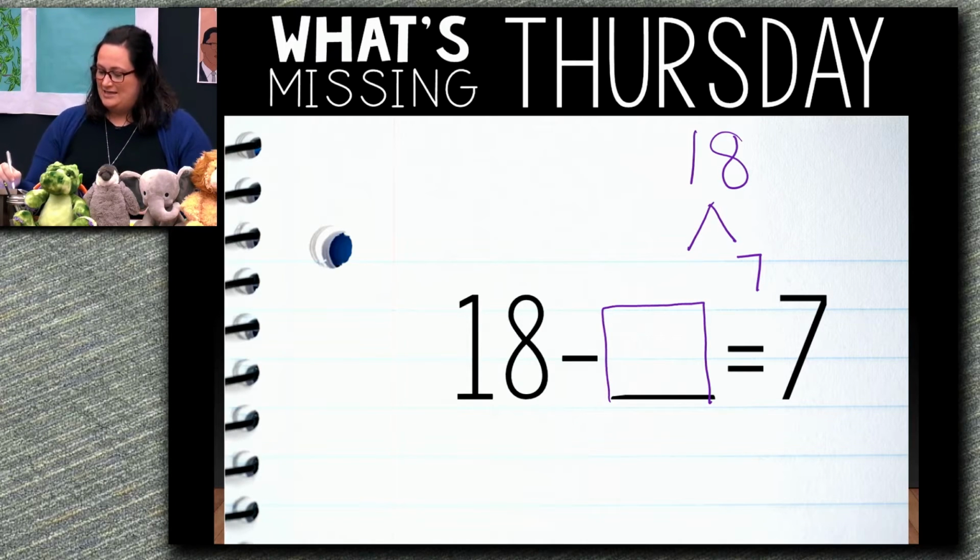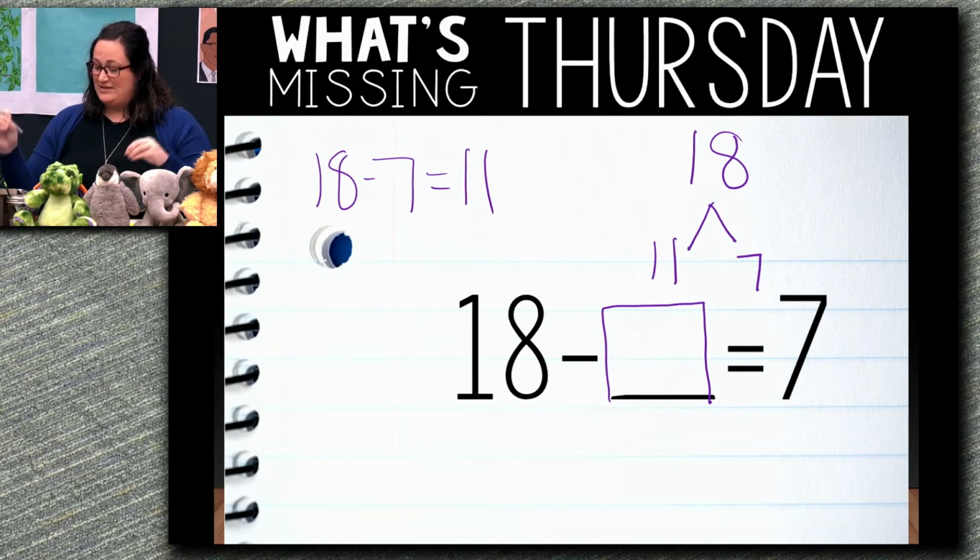So what is 18 minus 7, friends? Yeah, it's 11. That was easy. And if I put 11 and 7 together, do I get 18? Yes. So what's missing? Yeah, it's 11. See, you did it.